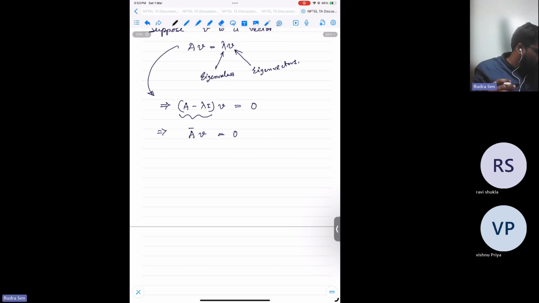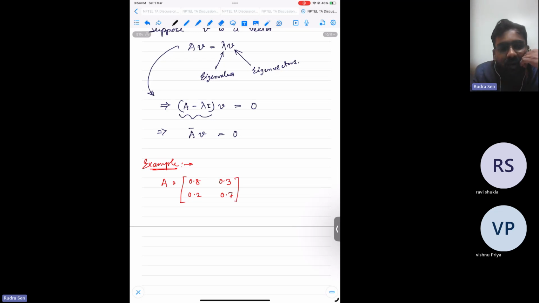Let's start with a small example, a 2 cross 2 example. Here the matrix is 0.8, 0.3, 0.2, and 0.7. This matrix is also very special. If you add the elements of each column, you get the value 1. So this matrix is called a Markov matrix. If you add all the elements of the columns and you get 1, then that matrix is called a Markov matrix.